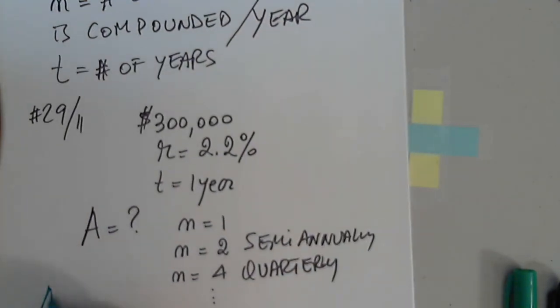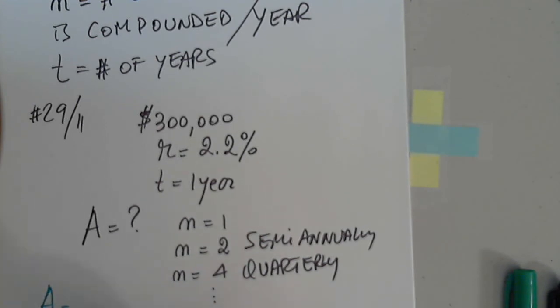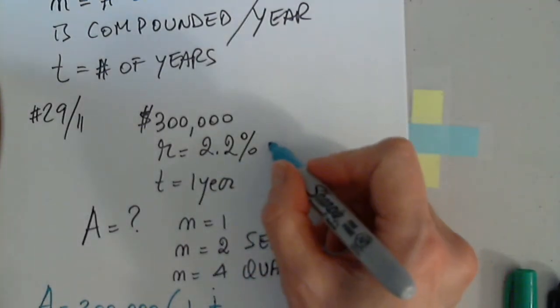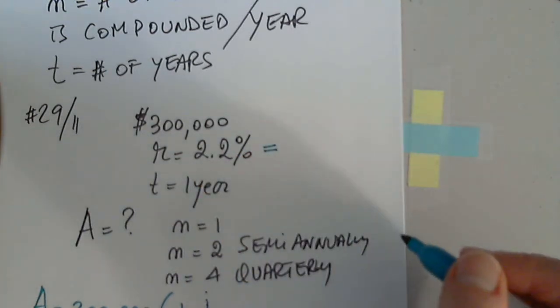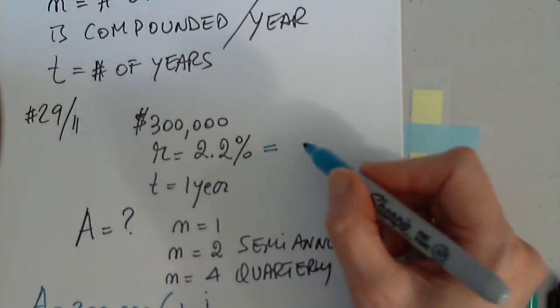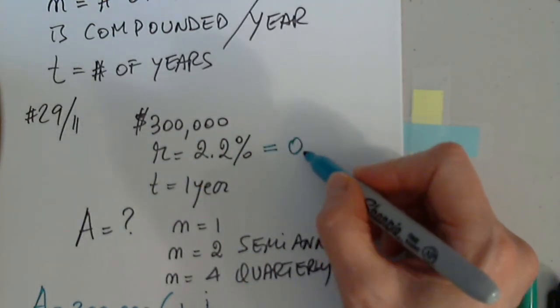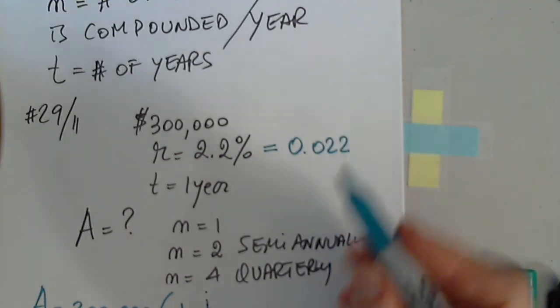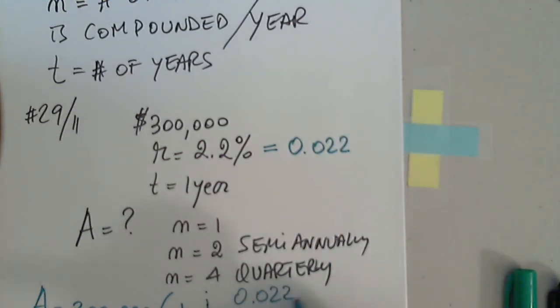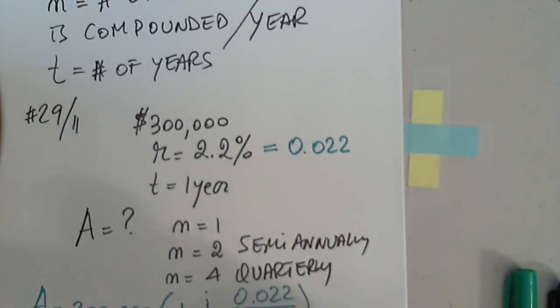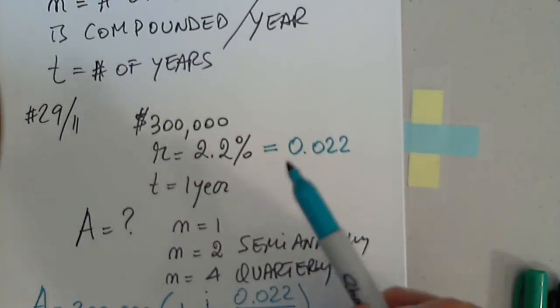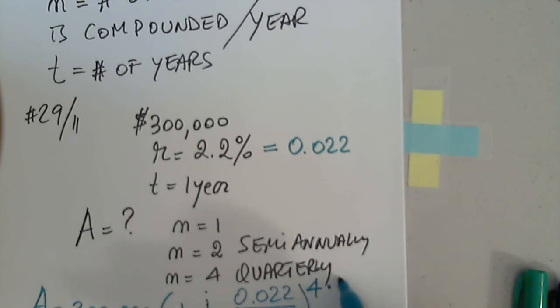So we have the formula. A equals 300,000 in parentheses 1 plus the interest rate, which has to be changed into a decimal. Can anyone give us the decimal number for 2.2%? 0.022. Great job. So 0.022. And let's say we do the quarterly, 4. The power has to be 4 multiplied by the number of years.